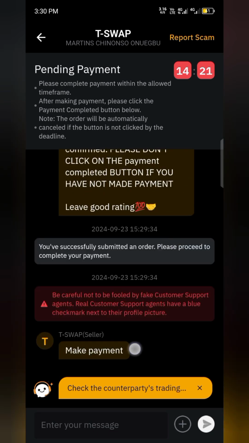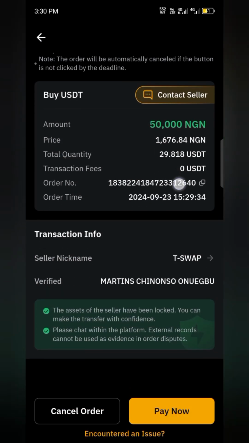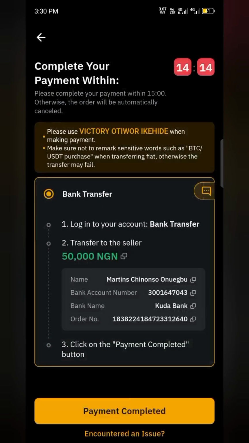You see, the guy has even written "make payment." Then I'll go back, alright? Then if I tap on pay now, I can copy the guy's bank account number, go to my bank app, and pay this guy, but at least knowing that it's the right name that I'm seeing on the account.